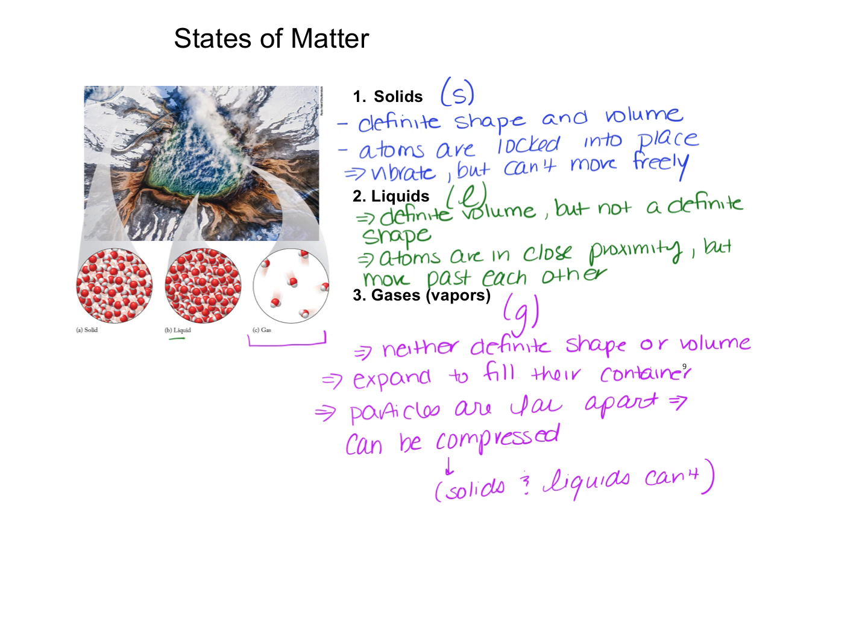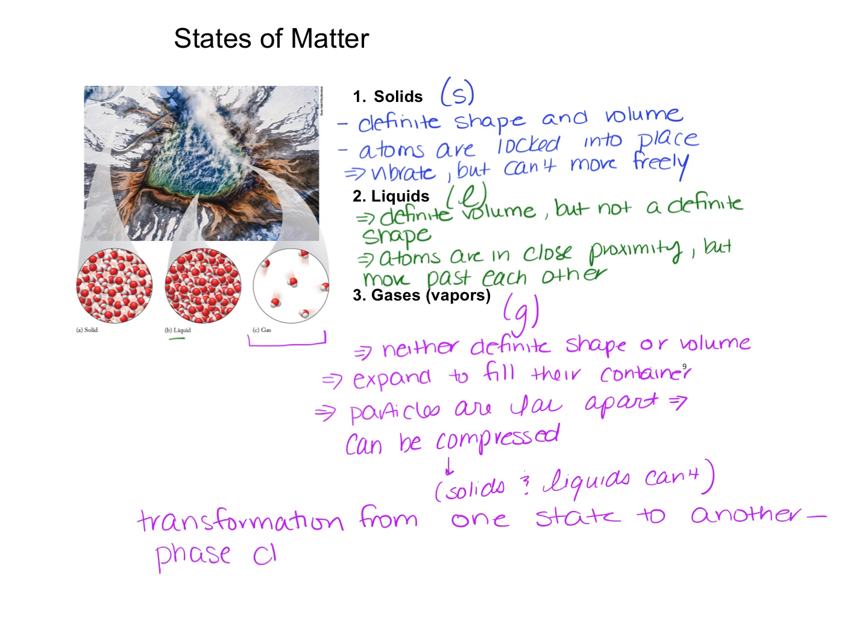Now, when there's a transformation from one state to another, that is called a phase change or a state change. And we are going to talk about that more in class. So, a transformation from one state to another, that is a phase change or state change. And those are just synonyms for one another.